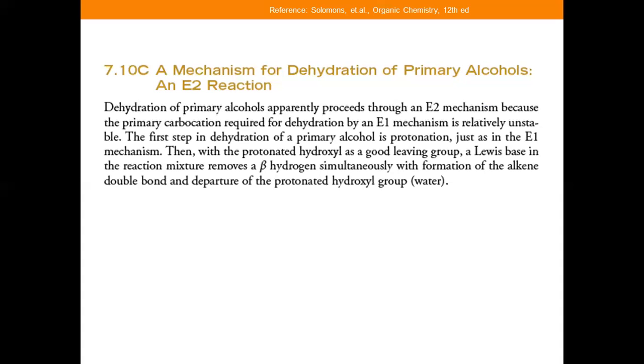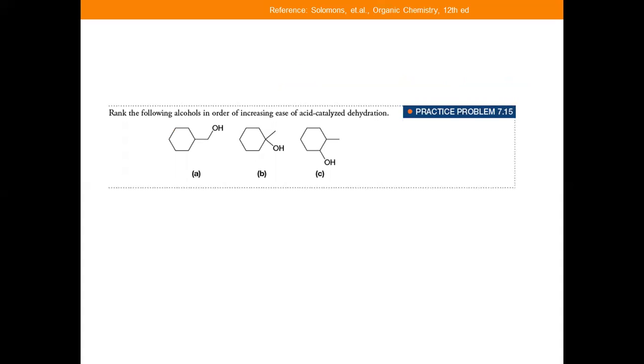So next meeting we will do the mechanism for the E2, no? And then we'll discuss the rearrangement of the alcohol to yield a different product. We mentioned earlier there is a rearrangement, so we'll see that one in the next slide, next meeting. For now, that ends our discussion.